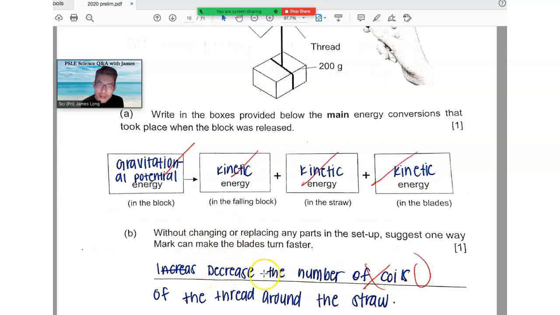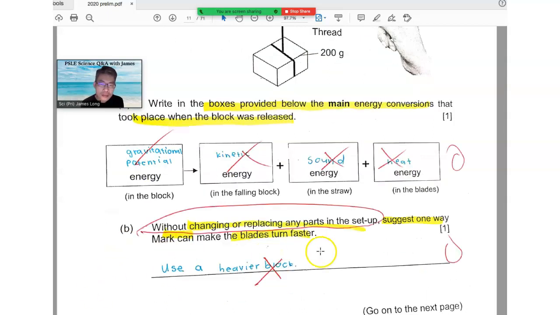Decrease the number of coils of the thread doesn't work. You want to make it faster. Faster means more KE. How to give it more KE? Or faster means you think about forces also, effects of forces. How can you make a moving object move faster? So you can either answer by forces or by energy. So this one tries to increase the amount of GPE by increasing the mass of the object. But the problem is you cannot change or replace any of the parts used. So this answer cannot work.